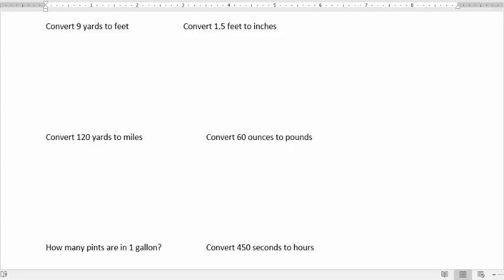So now that we've got the basics down, we can get into some actual conversion problems. Okay, so first one, we're going to convert 9 yards into feet.